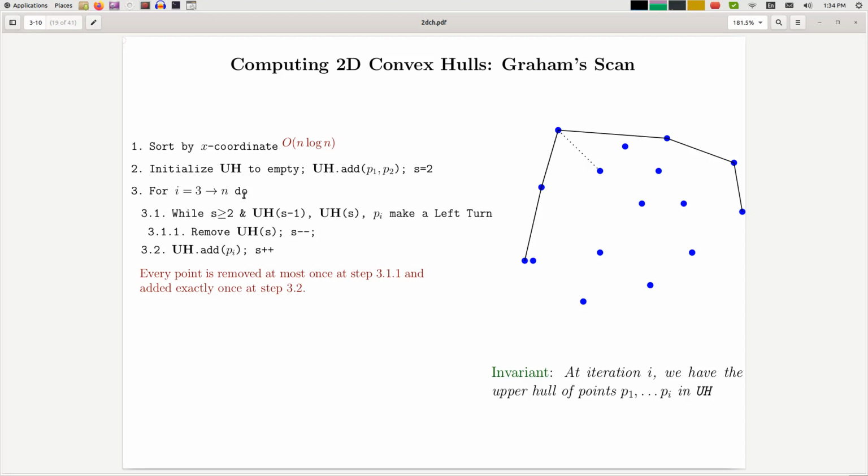But that's not a very good analysis. A better analysis is to say that during this while loop, every point is removed at most once, because once we remove a point, we don't consider it again. And also every point is added at most once. So therefore, every point is considered only a constant number of times. So therefore, this entire iteration takes linear time. So therefore, Graham scan is an n log n algorithm, but only because we need to sort the points. If somebody gives us the points in sorted order, we can actually compute the convex hull in linear time, and that's actually pretty cool.